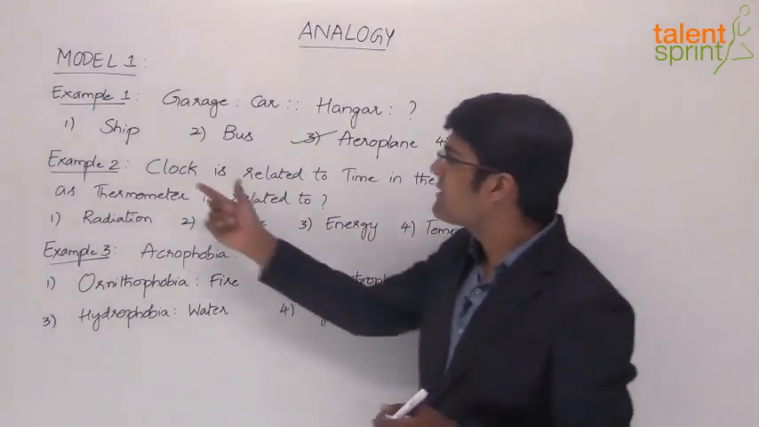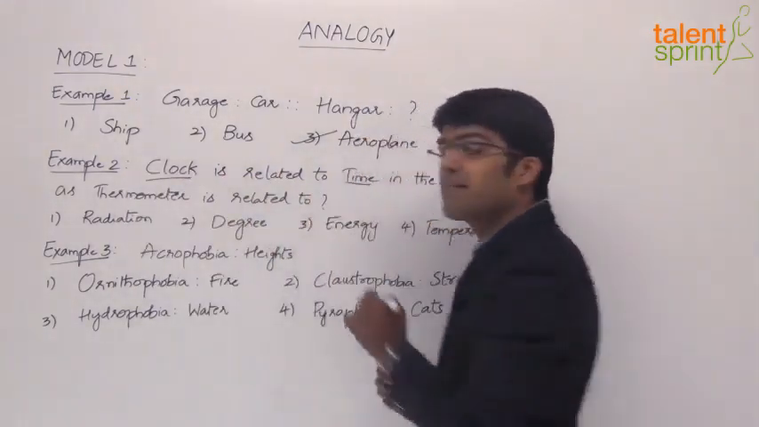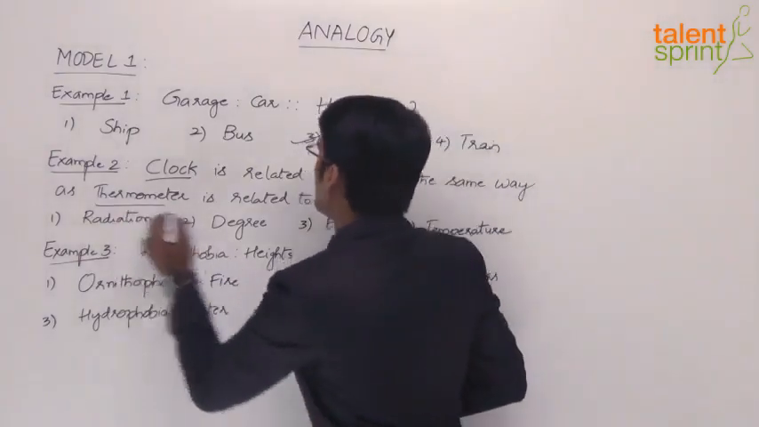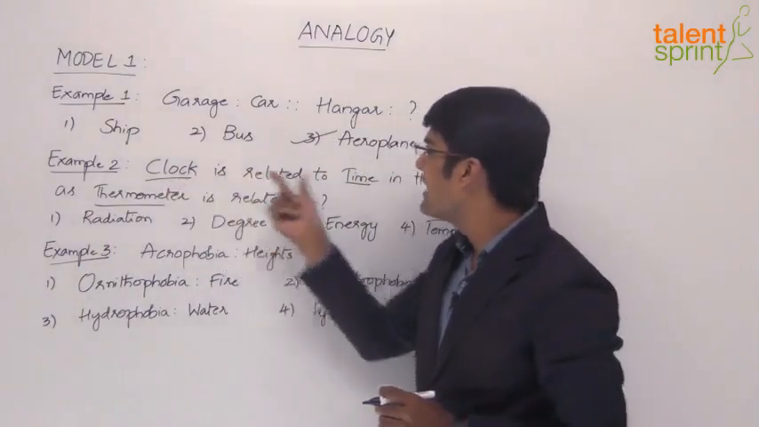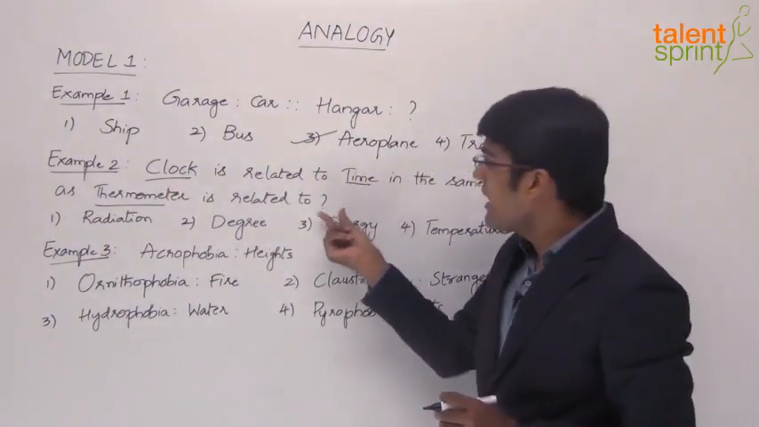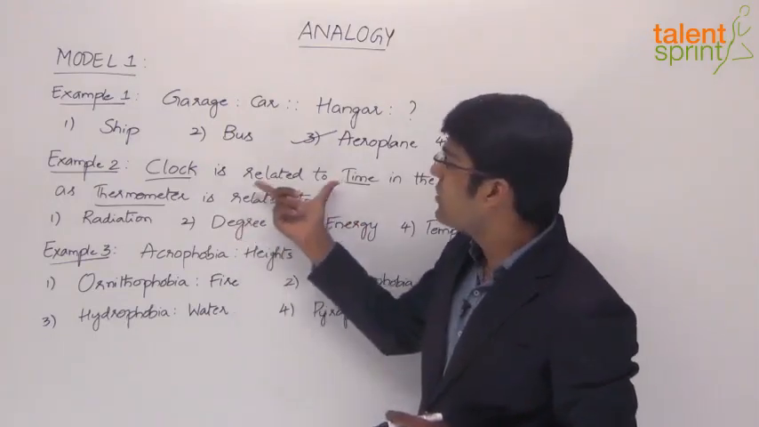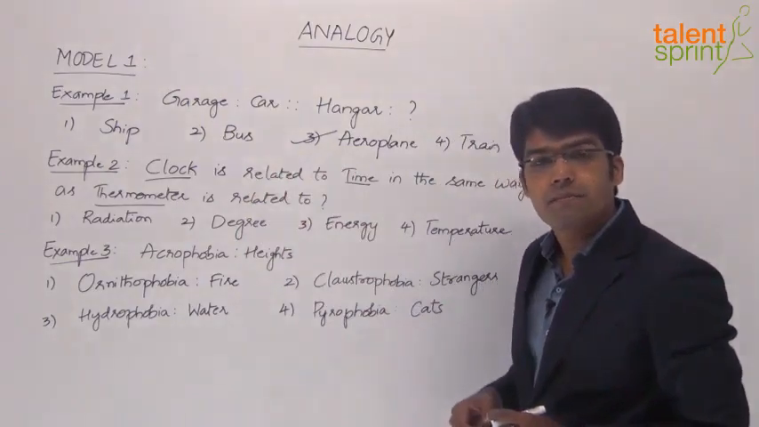Now what does it say here? Clock is related to time. So the words clock and time are related to each other. So in a similar way, thermometer should be related to what? That's the question. Now if you observe here, the first pair is clock and time. And to find out the second word of the second pair, or to complete the second pair, we need to know the meaning or the relationship between the given words.